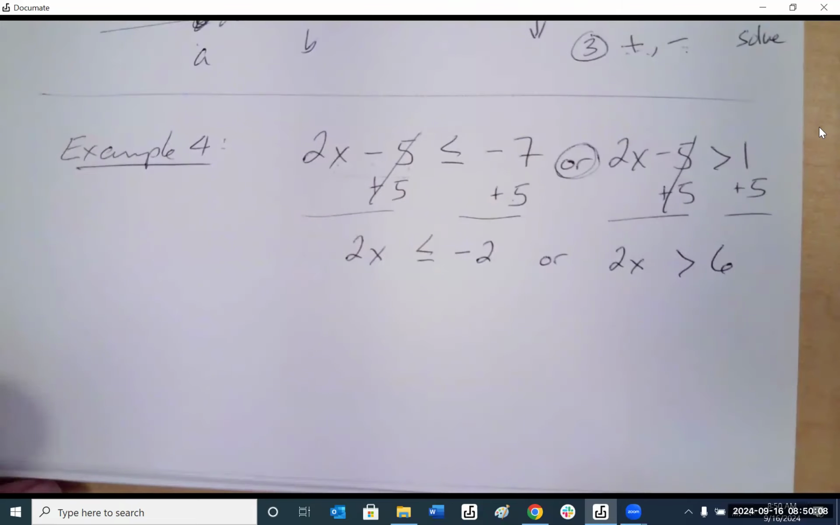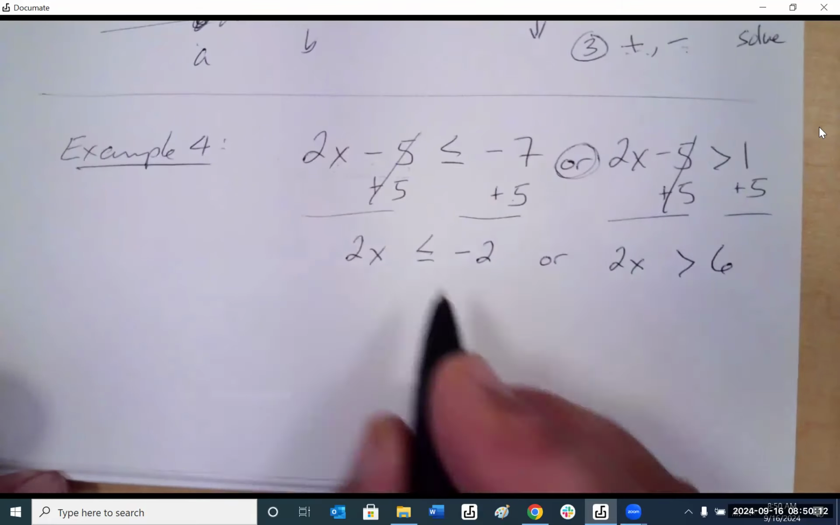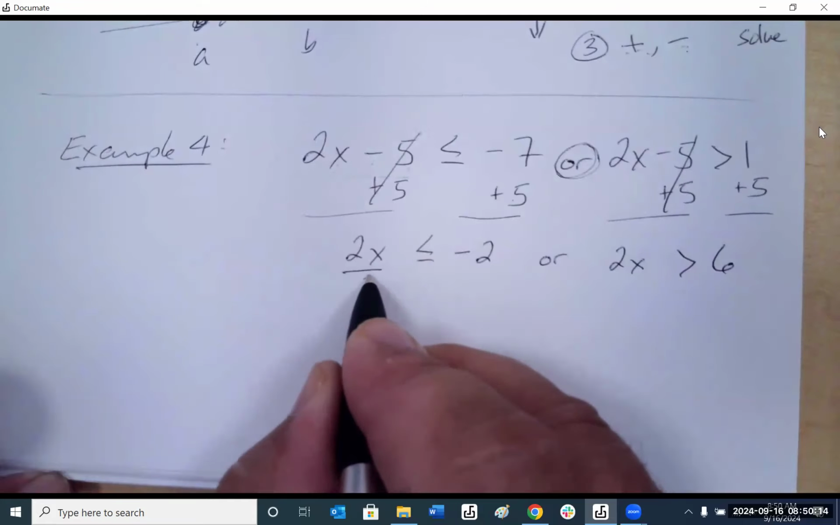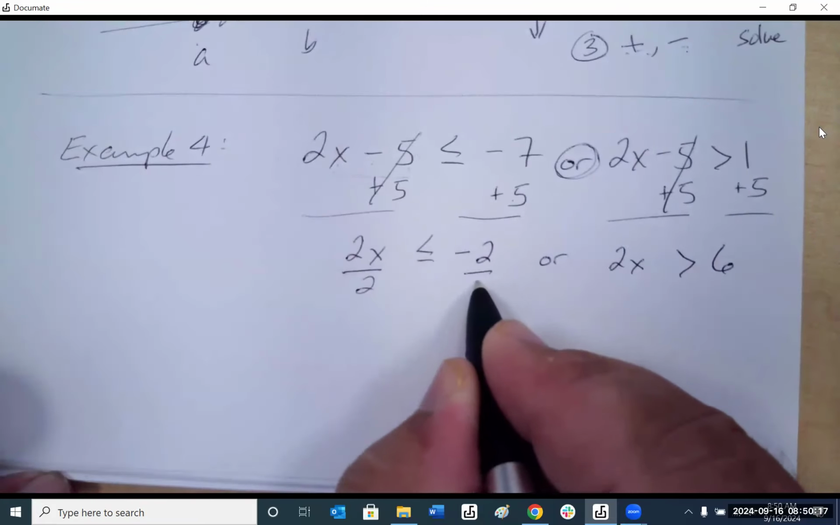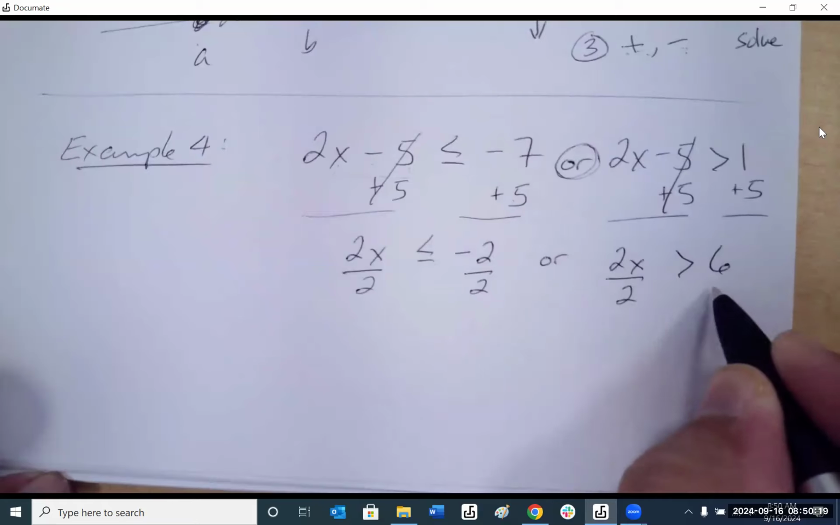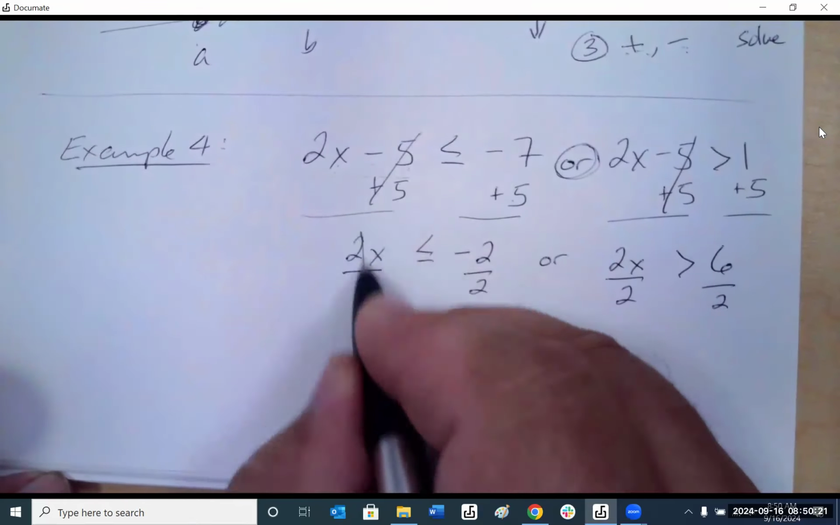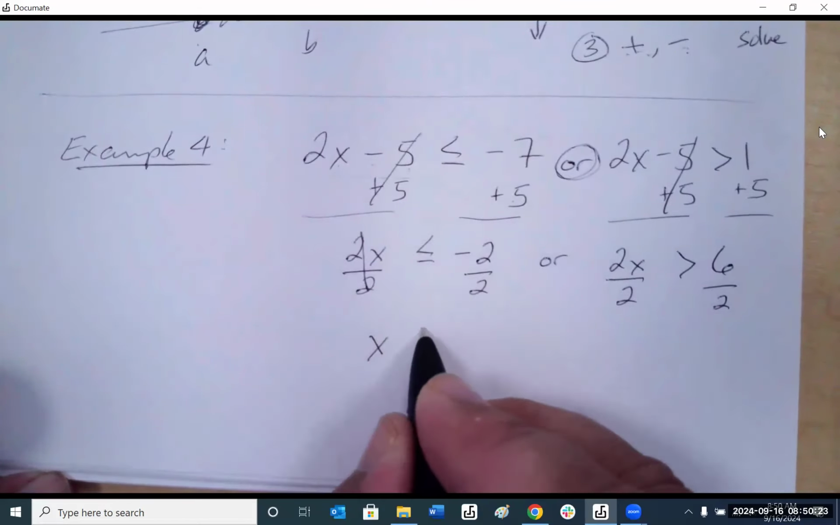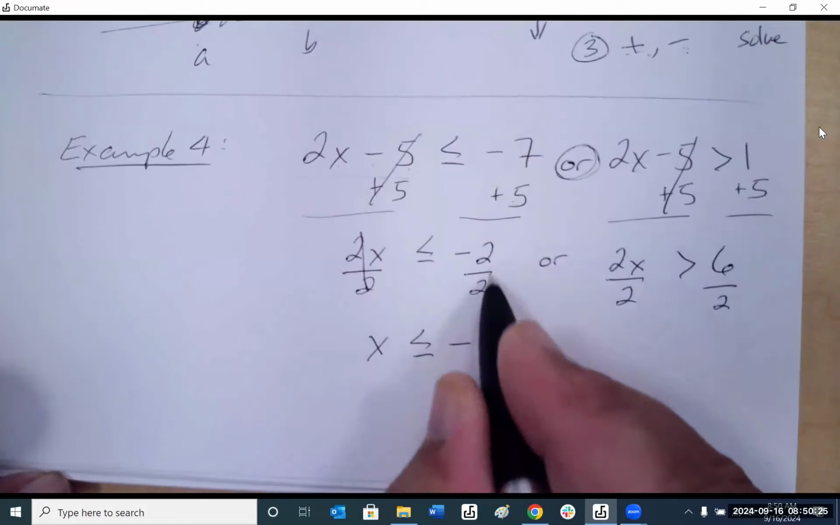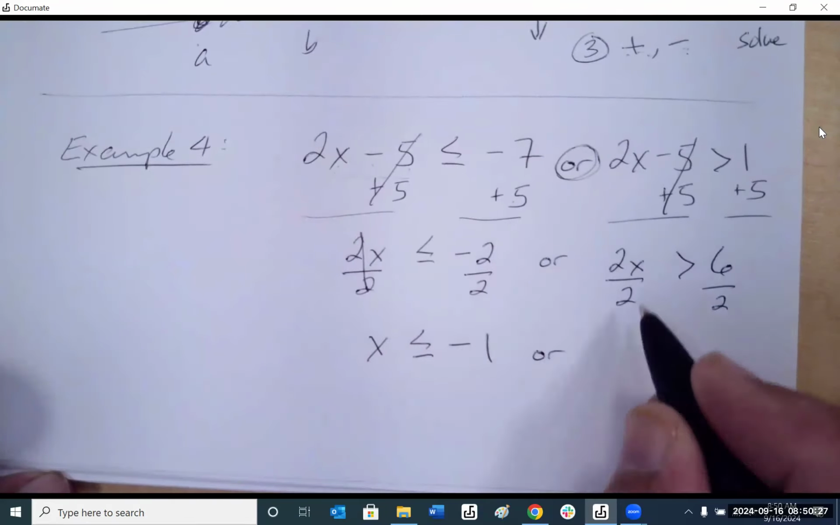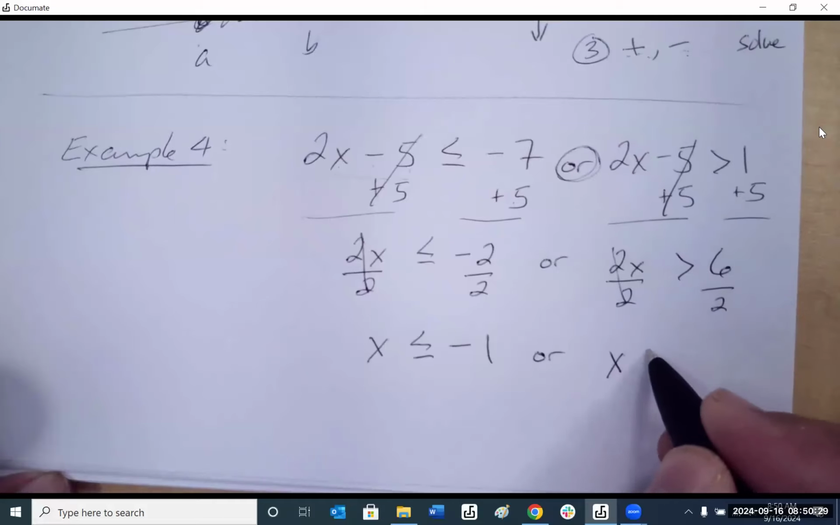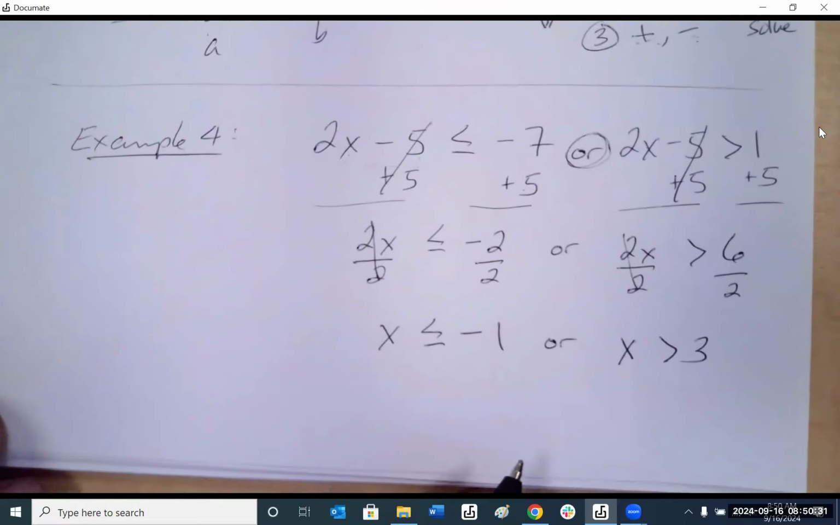Now I do what? I divide by 2. So I'm going to get the x by itself. And the other equation, I divide by 2 also. It's -1. X is greater than 3.